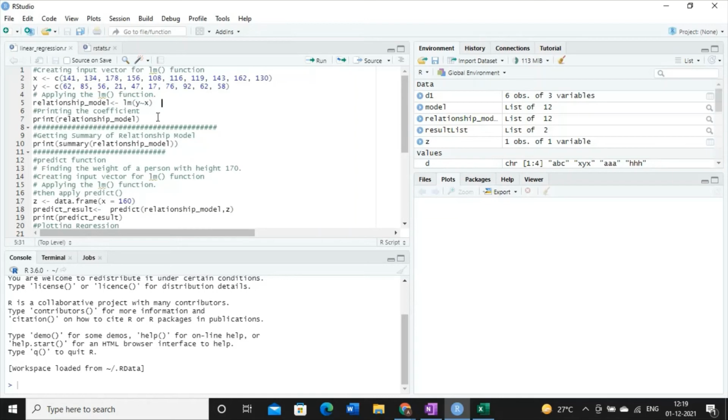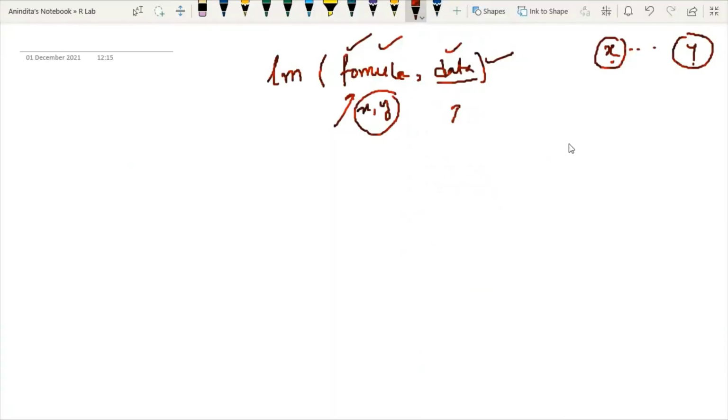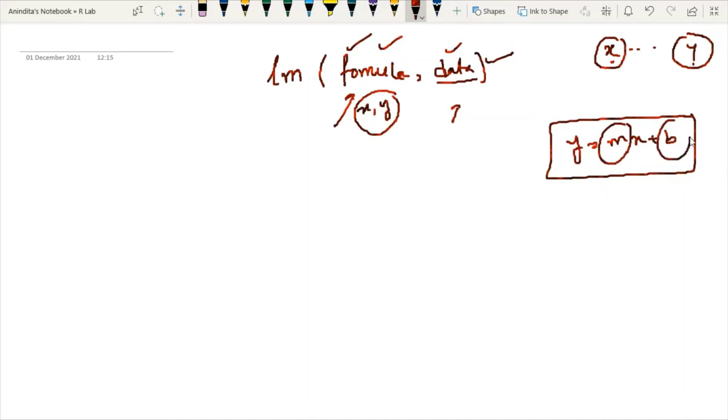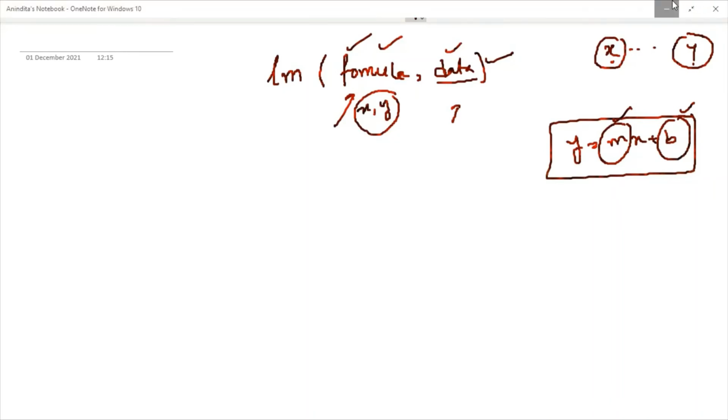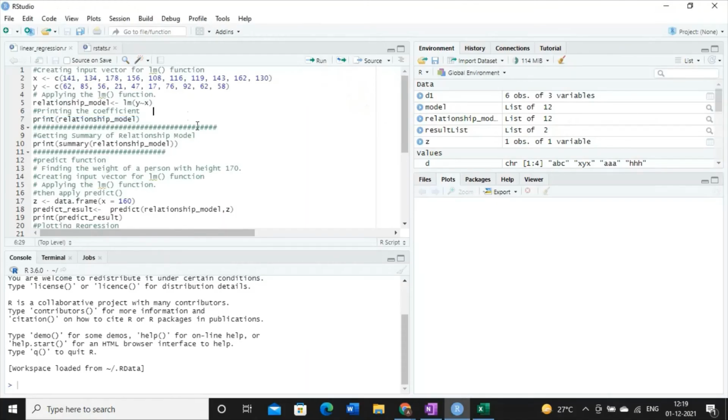And then what will be the third step? I have already explained repeatedly that whenever we are dealing with linear regression, our ultimate aim is to find the coefficients. These are the constants that we are going to find out. Here we are doing the same thing. We are finding the coefficients, and also we are printing the coefficients. So this is the next step.